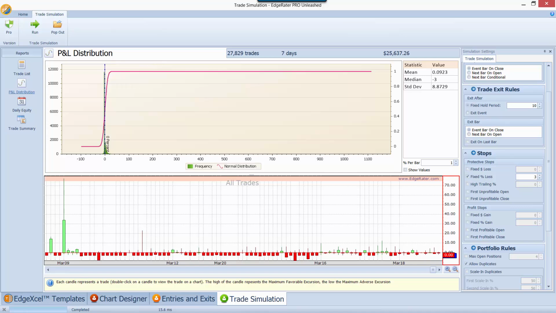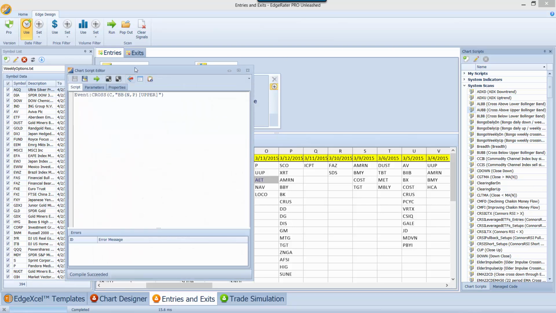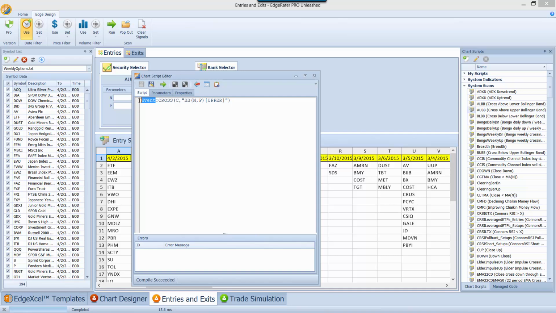Can you add more than one entry criteria? Good question. As you see, what I did here was I dragged in a selector, which is essentially a script, over to the scan. And so whatever criteria are listed in the selector is what you are going to be running. So the way that you would run more than one criteria is to modify the scan. And how do you know what's in the scan? Well, click on the scan here, cross above upper Bollinger Band, hit the edit button, and here's the criteria. Basically, it's generating an event whenever there's a cross of close above the upper Bollinger Band.